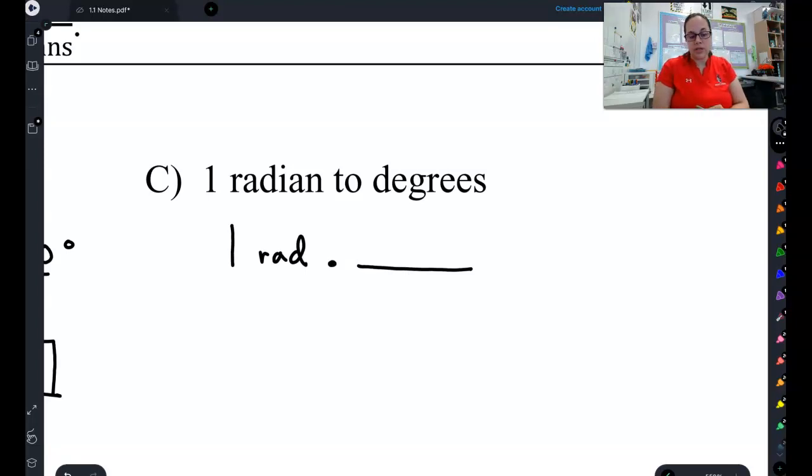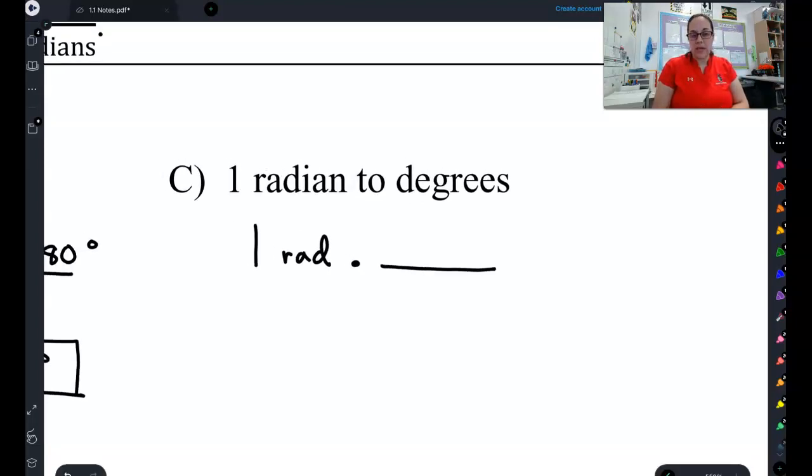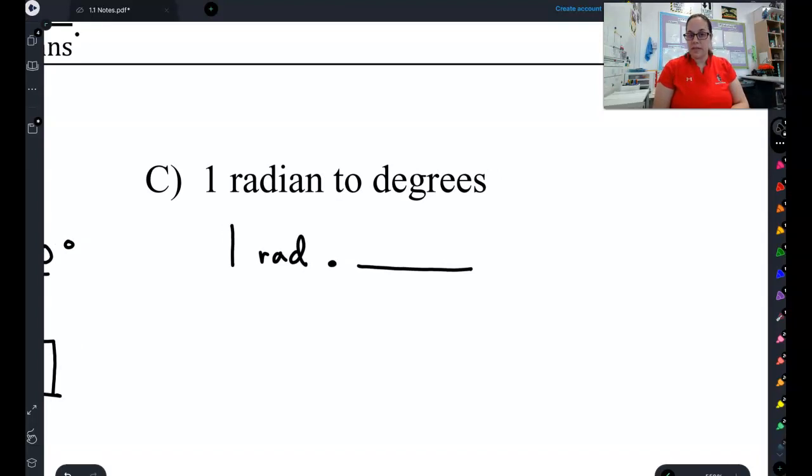Last one, we want to take 1 radian and change it into degrees. How many degrees is 1 radian? So once again, pause the video on this one, try this out on your own, and then come back to check your work.